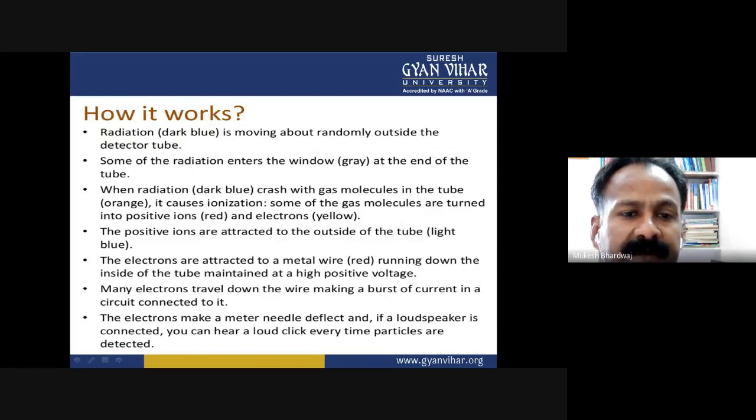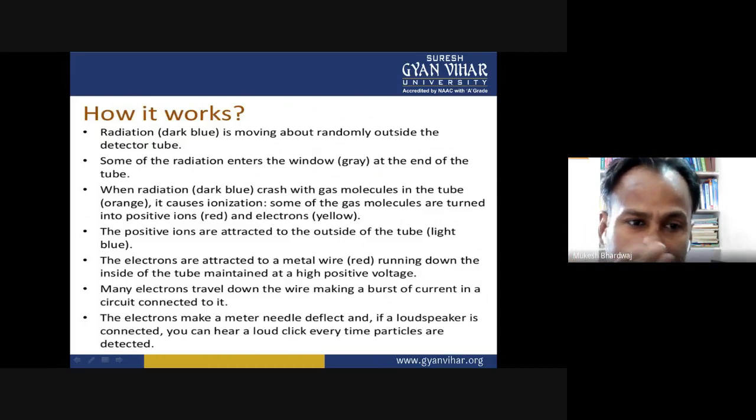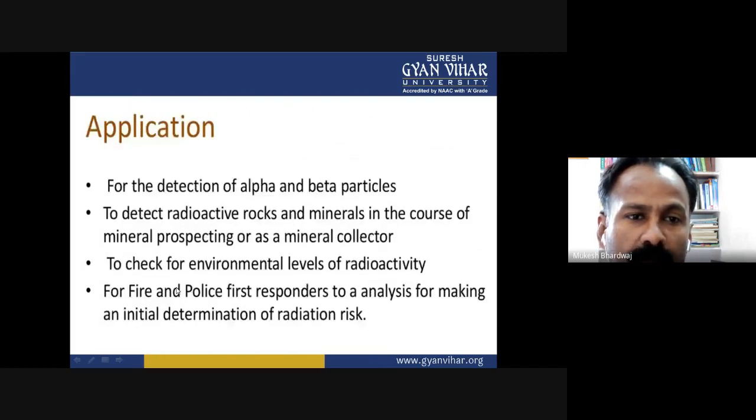The positive ions are attracted to the outside of the tube, light blue. The electrons are attracted to a metal wire, red, running down the inside of the tube, maintained at high positive voltage. Many electrons travel down the wire, making a burst of current in the circuit connected to it. The electrons make a meter needle deflect. If a loudspeaker is connected, you can hear a loud click every time particles are detected. Application: for the detection of alpha and beta particles.